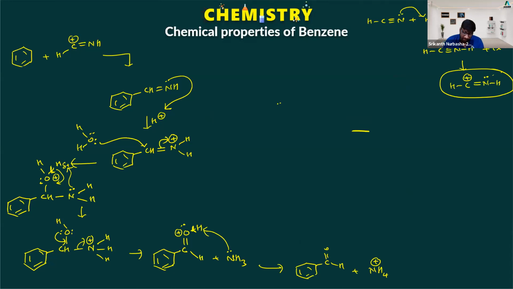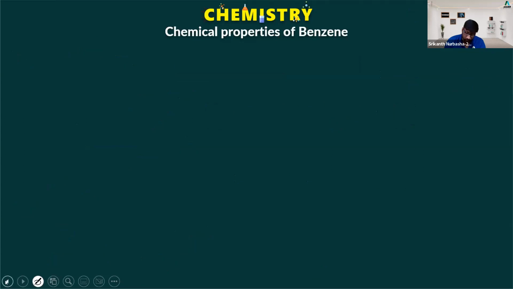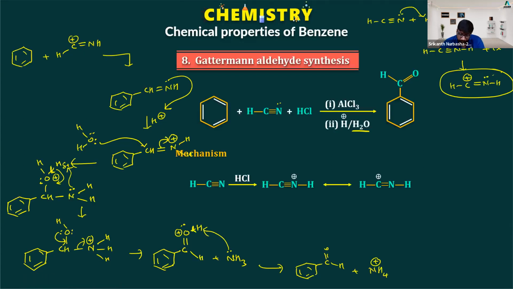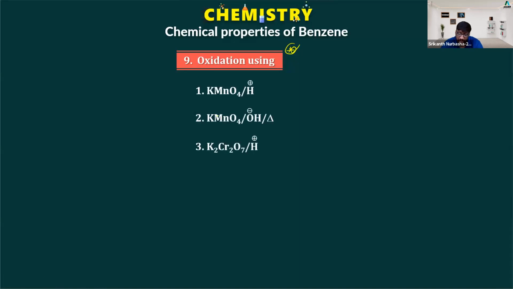Okay, so this was the exact mechanistic approach for the formation. Right, students. So this is nothing but your Gattermann aldehyde synthesis, earlier the Gattermann-Koch reaction. Then oxidation using strong oxidizing agents. What are the strong oxidizing agents? KMnO4 in the presence of H plus, KMnO4 in the presence of OH minus upon heating, K2Cr2O7 with H plus. Yes or no? So these are your strong oxidizing agents.